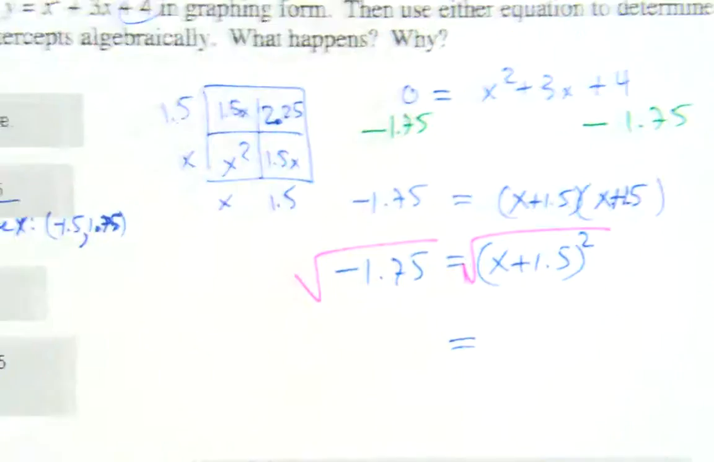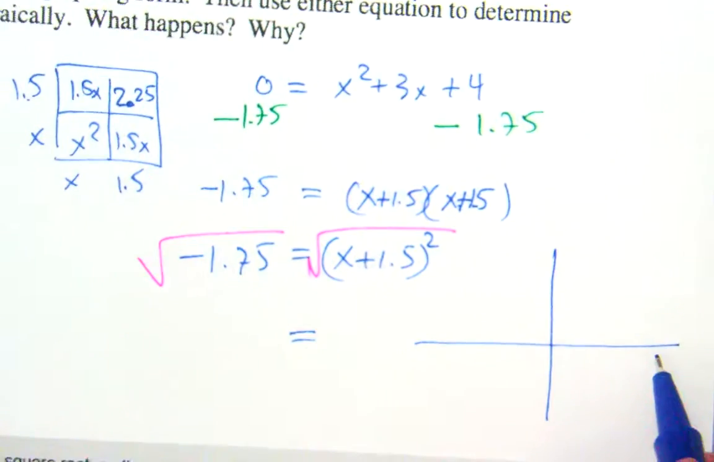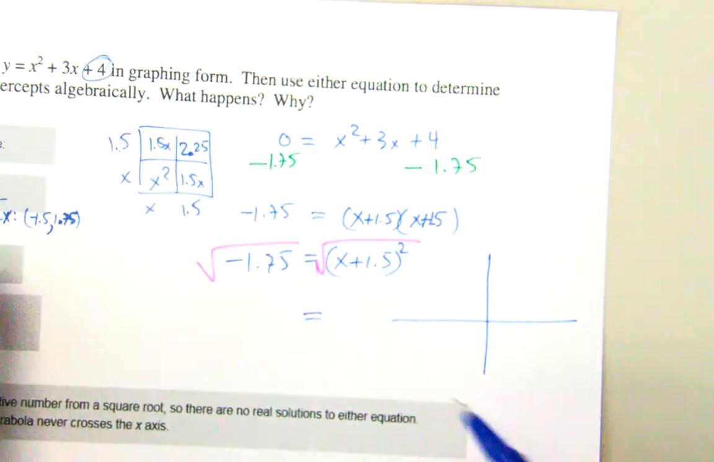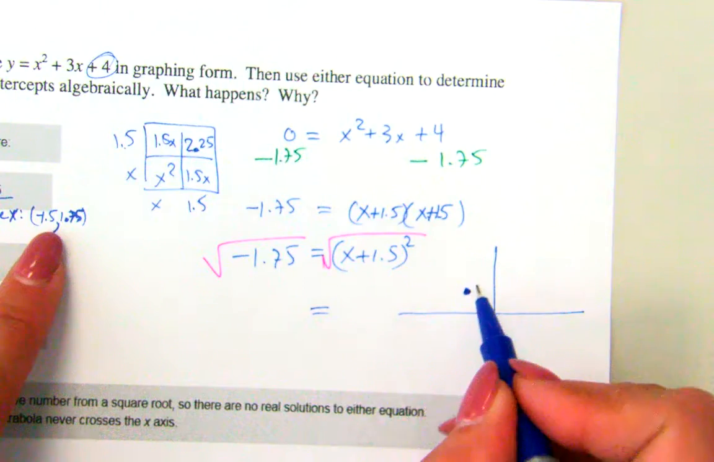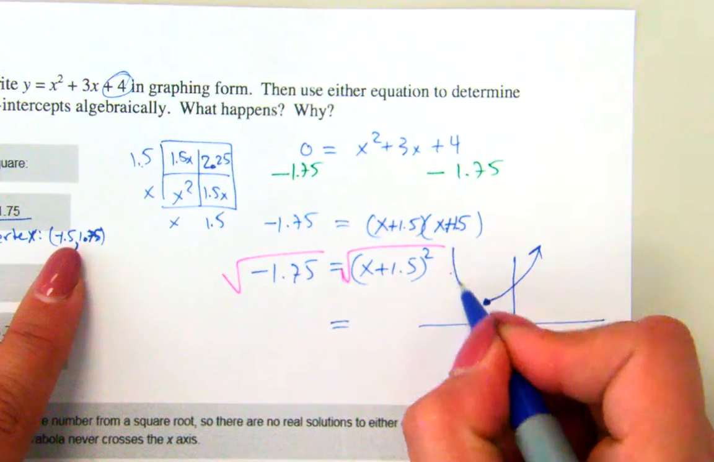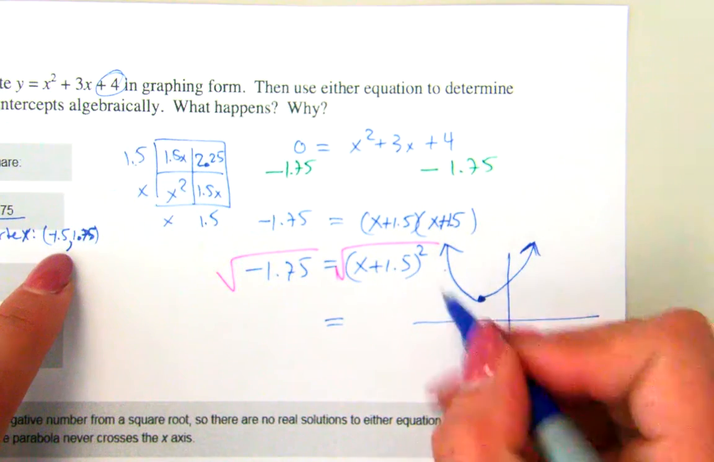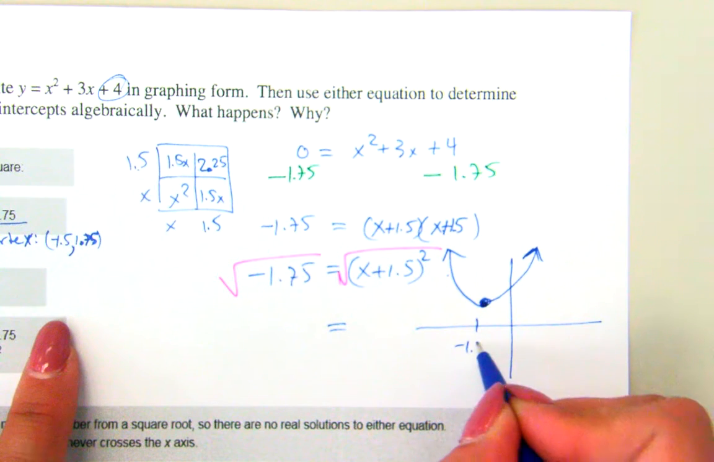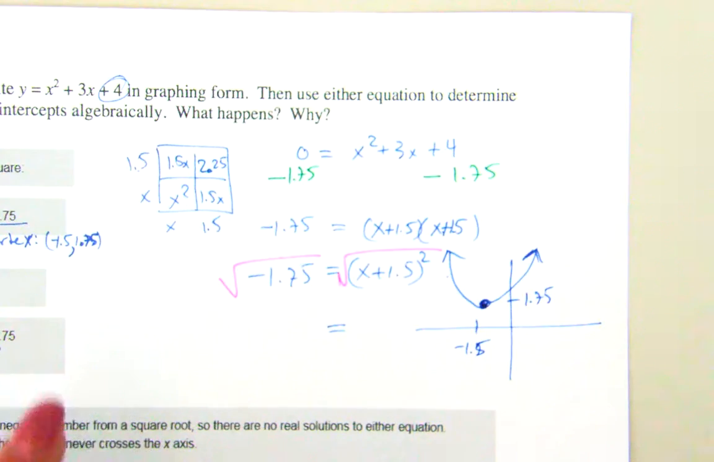So realistically, if you get i's when you're trying to solve it, it's not going to ever hit the x-axis because there's no solution that you're going to get. So with the vertex being at negative 1.5 and 1.75, plus it's going up because it's not negative in front of the x squared, it's probably going to look something like that, where it's not going to hit the x-axis at all. It's just going to be an open parabola with the vertex right over there at negative 1.5 and positive 1.75, right over there somewhere.